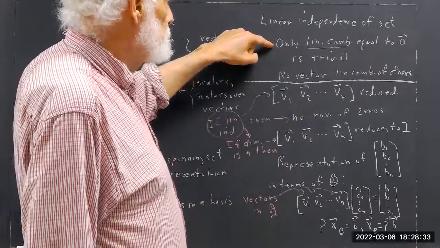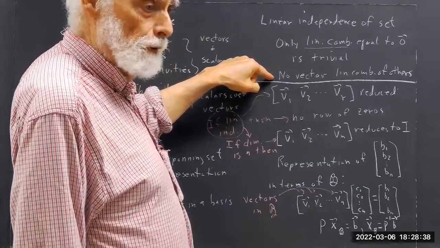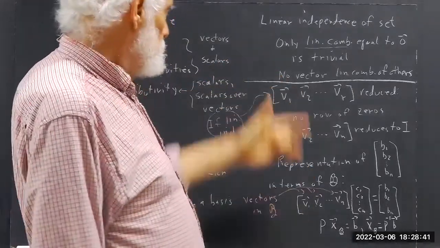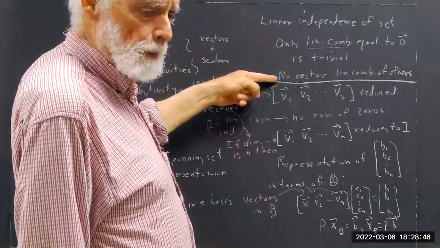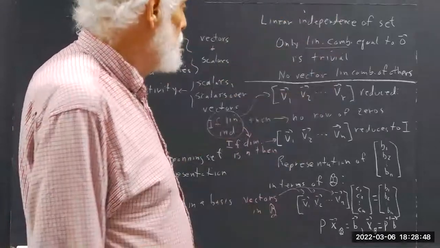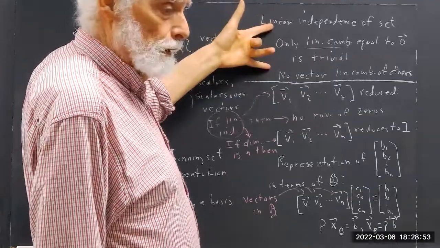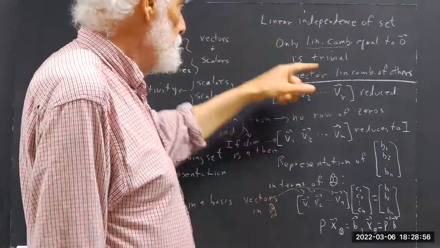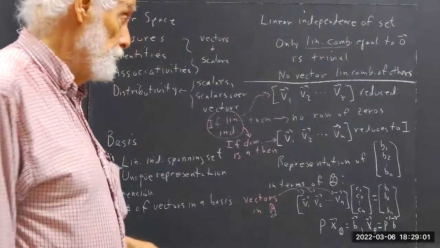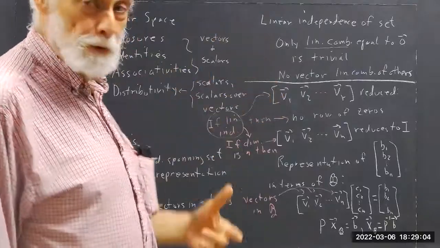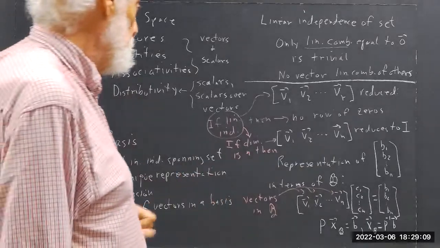An equivalent condition is that none of these vectors is a linear combination of the others. Okay, so if the only linear combination equal to zero is trivial, then no vector can be a linear combination of the others, no vector in the set. And if no vector in the set can be a linear combination of the others, then the only linear combination that gives you zero is trivial. We should understand why. So think about why that's so if it's not obvious. It's one thing to know that it's true or to remember that it's true, another thing to understand why it's true. Then you really understand.